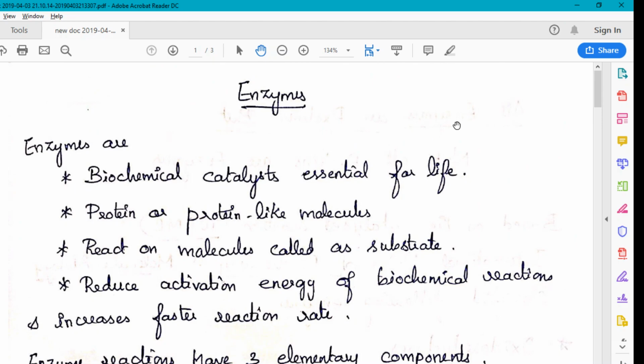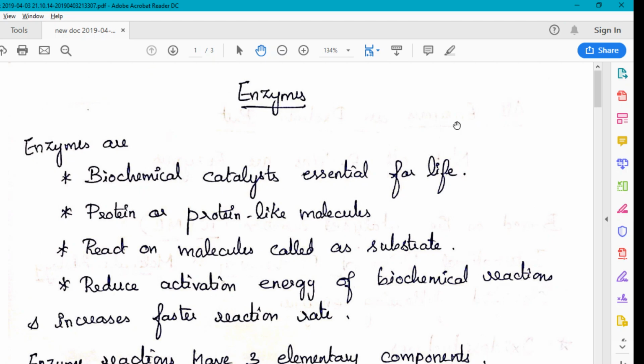Today we are going to see about enzymes. Enzymes are the basic component of the cell. They are involved in many biochemical reactions and metabolism in our body. They actually participate as a catalyst and are involved in many reactions in our body. So they are called biochemical catalysts, which are essential for life.